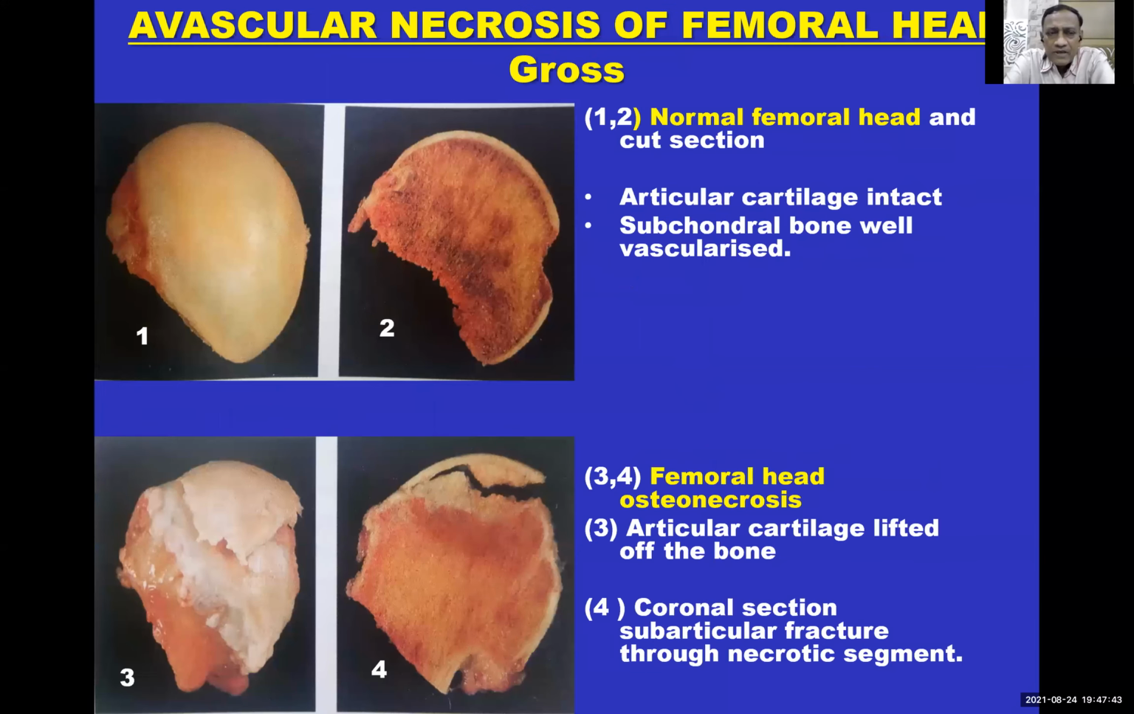Then next specimen of the AVN of the femoral head. This is the normal looking femur, which shows the normal articular cartilage which is intact, and also the subchondral bone which is very well vascular. This is the normal looking. But if there's an AVN, then the articular cartilage is lifted off the bone, and there could be a fracture through the necrotic segment. This is the high power view.